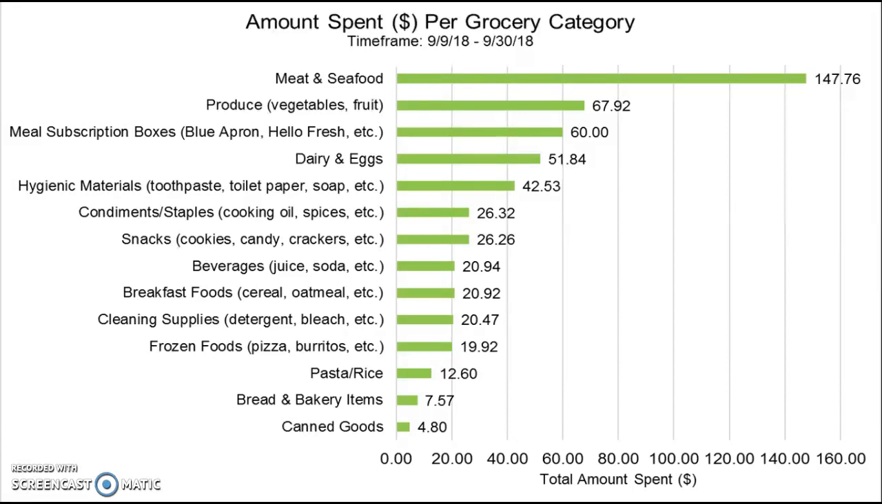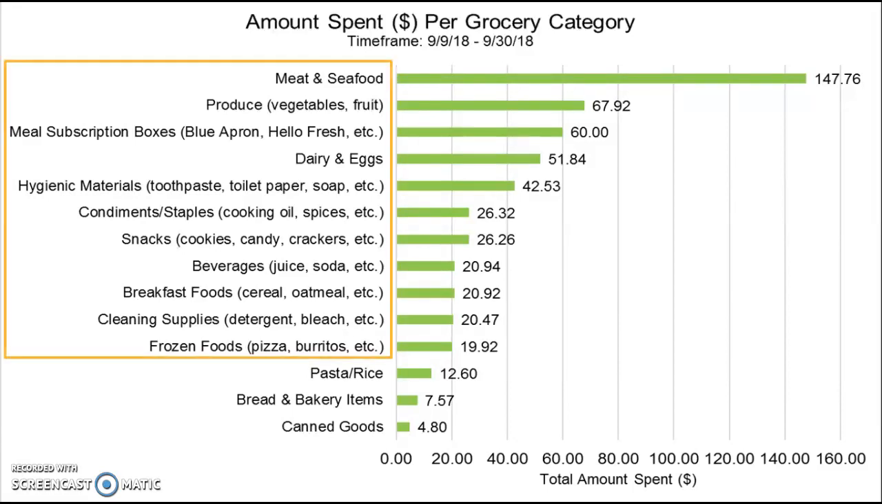So we really want to focus on the categories where we're spending about $20 or more during this time frame to see if we can whittle those down. Here they are. They're things like snacks, hygienic materials, breakfast foods. So can we whittle these down to get to our savings goal?